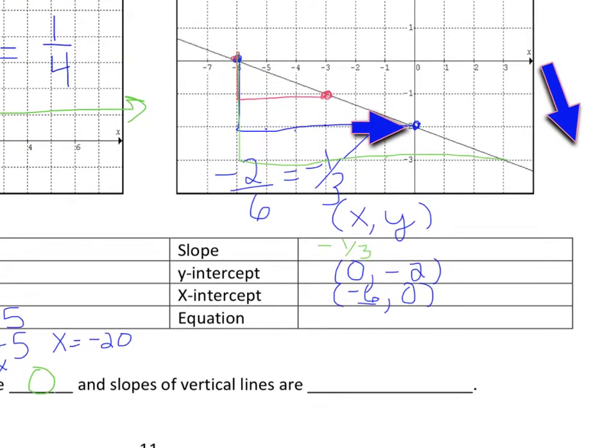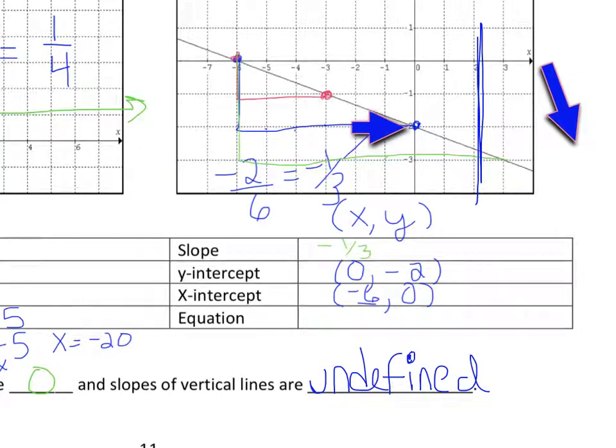Vertical lines are the ones that are going up and down, like so. And those are actually undefined slopes. And the reason they're undefined is what happens is you'll end up with 0 in the denominator if you try to pick 2 points and find the slope on a vertical line. So if you have 0 in the denominator, as you remember, that means that it's undefined. Okay, next.